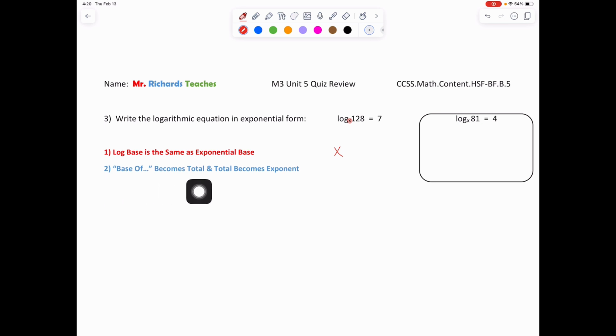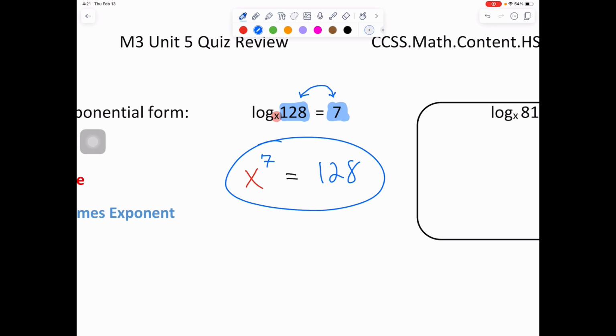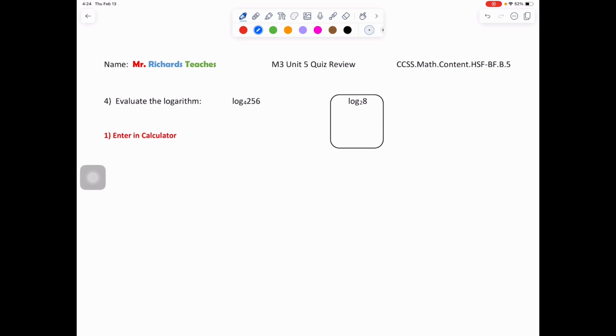Base of becomes total, and total becomes exponent. All right, let's zoom in again. Log base x of 128 becomes our total, and 7 becomes our exponent, meaning again we're simply flipping. So it's x to the 7th equals 128. Go ahead and circle your answer. And for your practice problem, please feel free to pause. To number 4 we go.